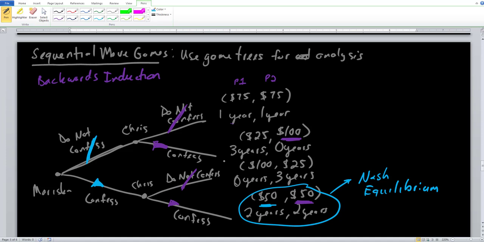We'll work with another example for extra practice in our next video of the sequential move game.